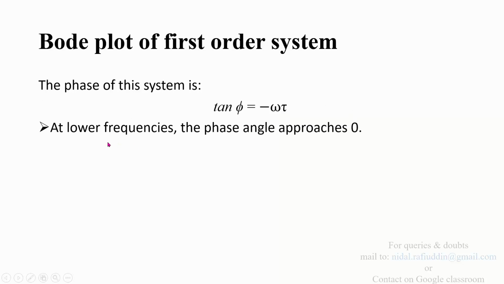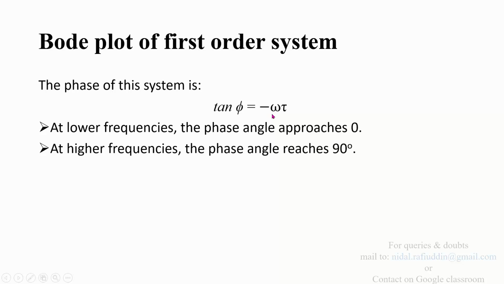So for lower frequencies, the phase angle approaches 0. So if you talk about omega much smaller, then in that case the angle will be 0. At higher frequencies, it means that we'll be having this part infinity. So in that case, the phi will approach 90 degrees.